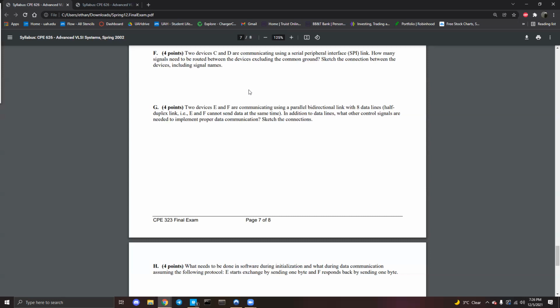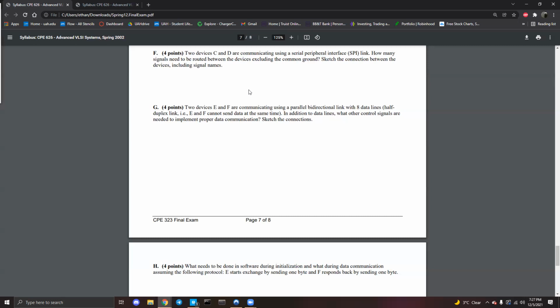So there's that one. And then G: two devices E and F are communicating using a parallel bidirectional link with 8 data lines. Half duplex, i.e. E and F cannot send data at the same time. In addition to data lines, what other control signals are needed to implement proper data communication? And he says sketch connections again. Well, he says 8 data lines. That's the only information we have so far, right?